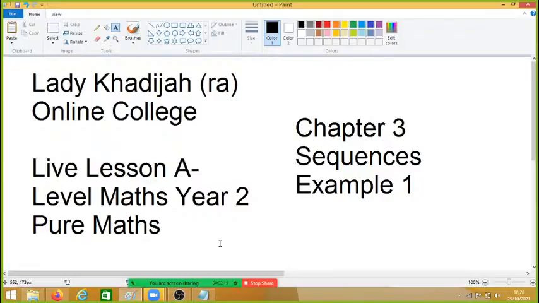Live lesson, A-Level Maths Year 2, Pure Maths. It's Chapter 3 of the Pearson Edexcel A-Level book for Year 2, the chapter on sequences, and we're going through the very first example.